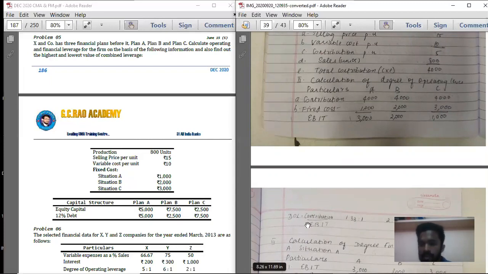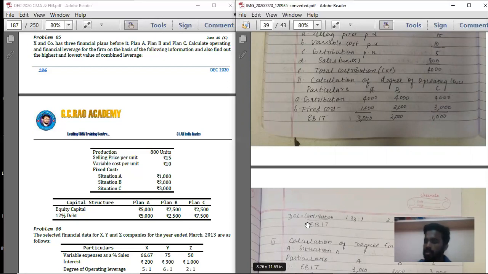So first, in respect of the 3,000, 2,000, and 1,000, put EBIT. That is small c, EBIT. Below that, small d, DOL, within bracket, contribution divided by EBIT.